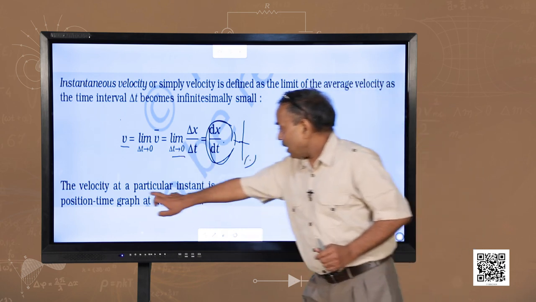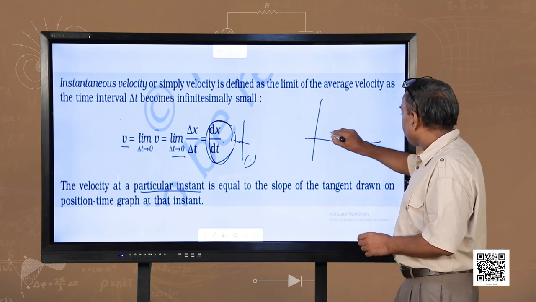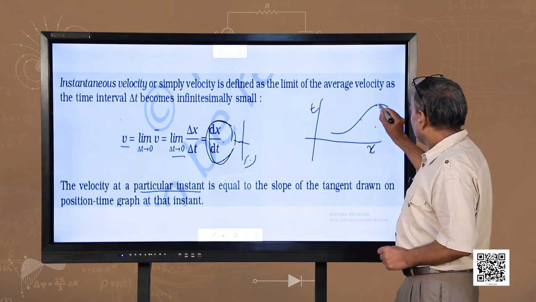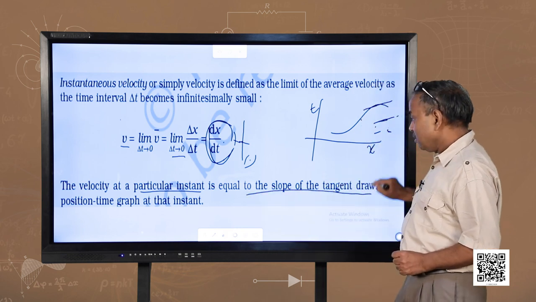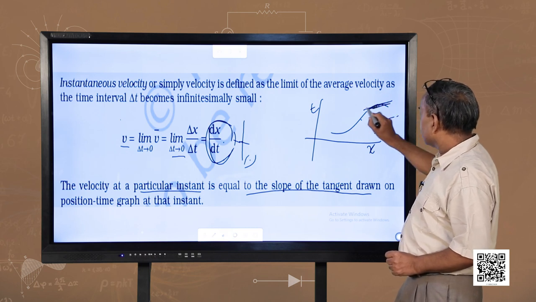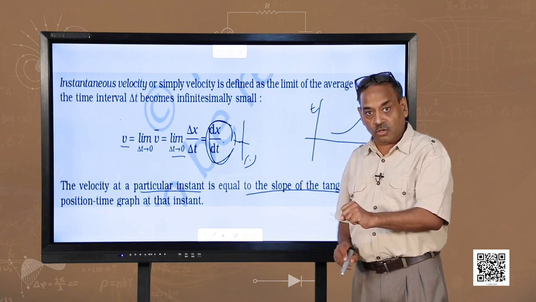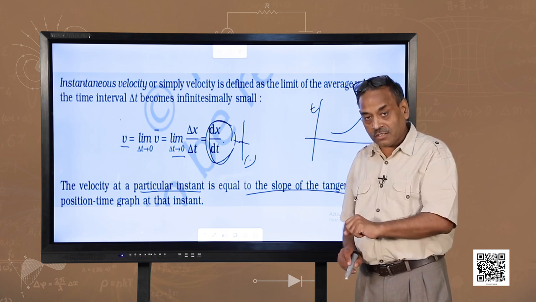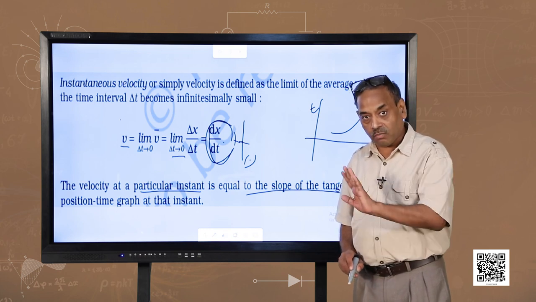So the velocity at a particular instant is equal to the slope of the tangent. If you see this graph, x versus t, at this point, if delta t is 0, this is nothing but equal to the slope of the tangent drawn at that particular instant. So this is the tangent. You know what a tangent is. You have drawn a lot of tangents in your mathematics geometry classes. Well, we will continue doing it in class 9 physics 2, in science 2, in the chapter on motion, where we have done this business of drawing tangents and normals, etc.